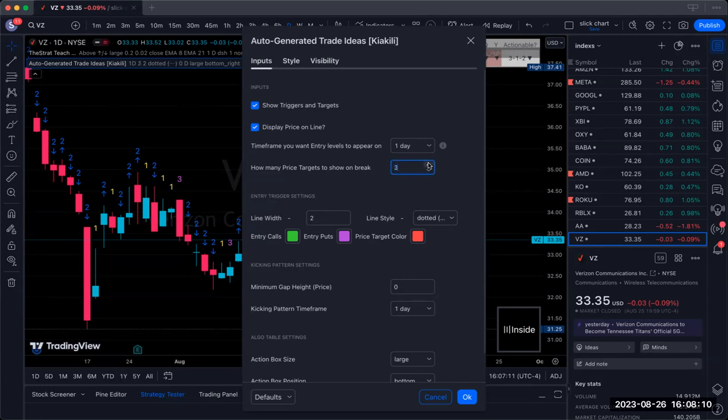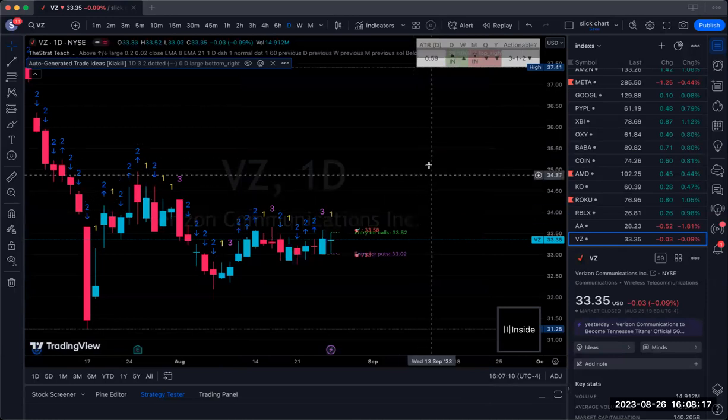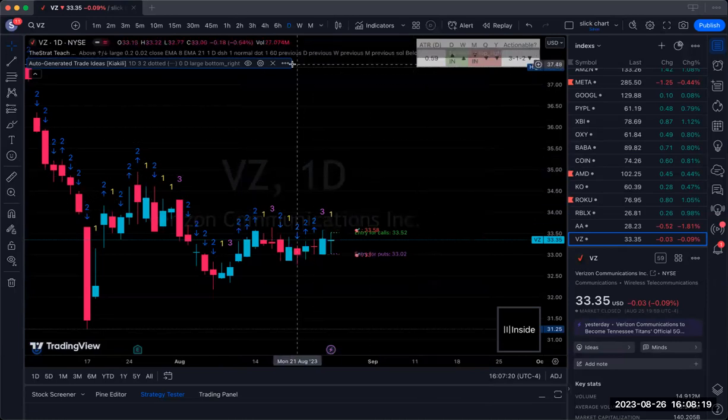Okay, so I think it maxes you out at 3. All right, maxes you out at 3. It might continue to add targets as the price moves. I'm not sure. I don't know how dynamic it is, and I haven't tried this in live market action. I watched the video, I read the instructions, and got an understanding.